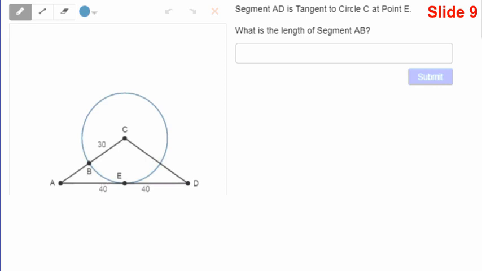Segment AD is tangent to circle C at point E. We want to find the length of segment AB. So let's think about this. Segment AD is tangent to circle C.